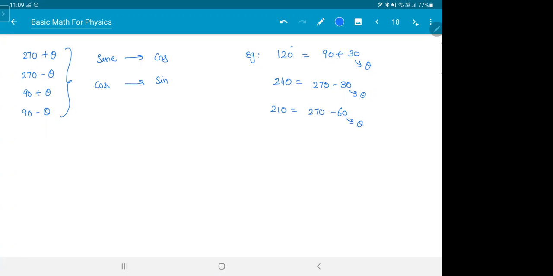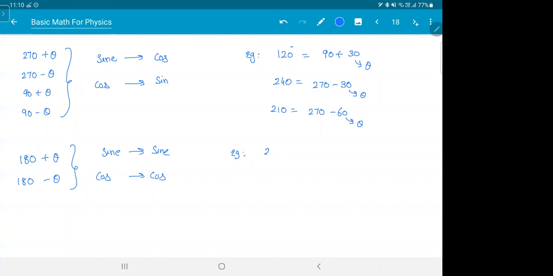So this is theta. Whenever angles are in the form of 270 plus or minus theta, or 90 plus or minus theta, sine becomes cos and cos becomes sine. What do you mean by that exactly? I'll take a few examples. If you have 180 plus theta or 180 minus theta, sine remains sine, so sine won't change. Cos remains cos.